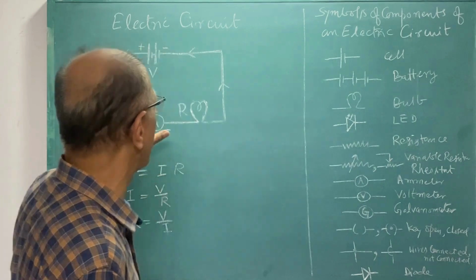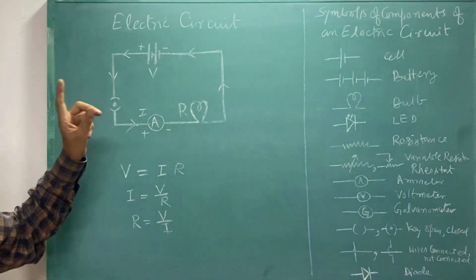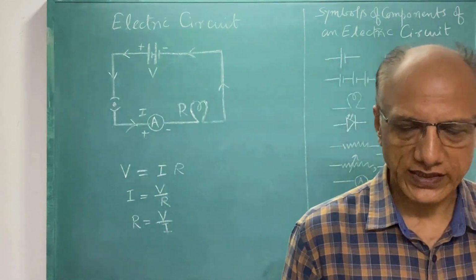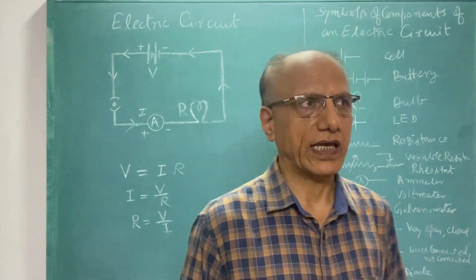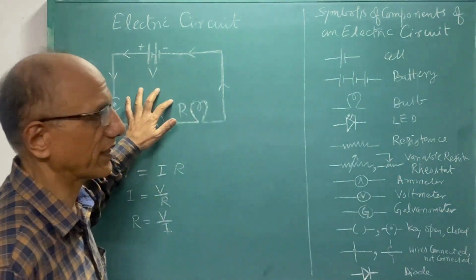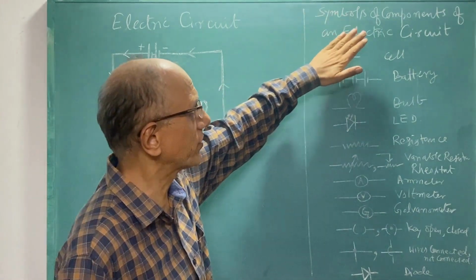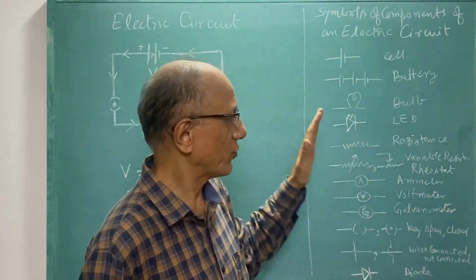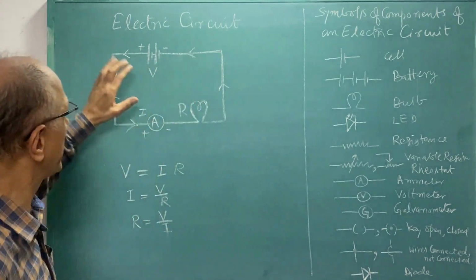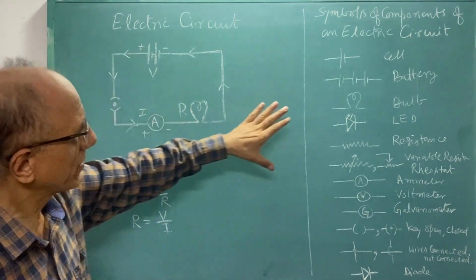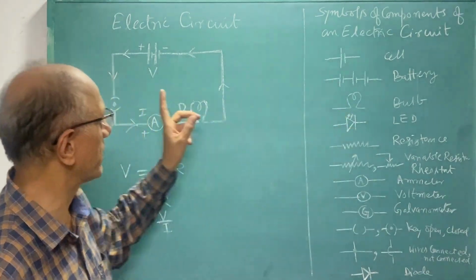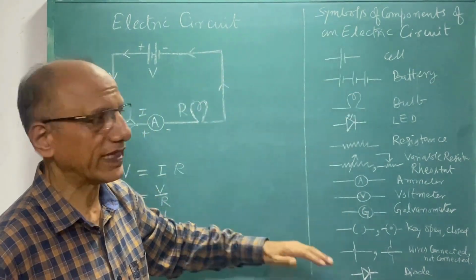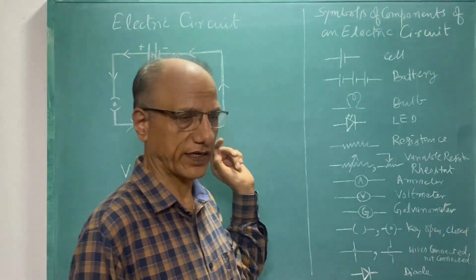But we are discussing here a simple circuit, one single circuit, or you can take the example of the electric torch. You can just see that. But before going to explain this electric circuit, let us know about the symbols of components of an electric circuit. As you see here, you are finding some of the objects connected in here. First of all, we will discuss these and then we will switch over to this circuit.